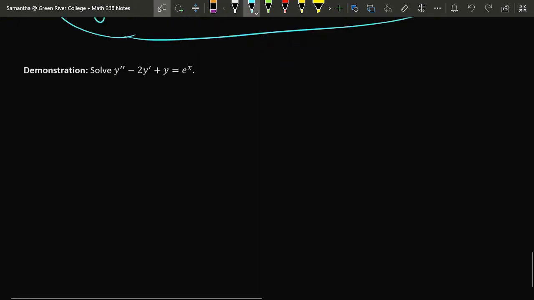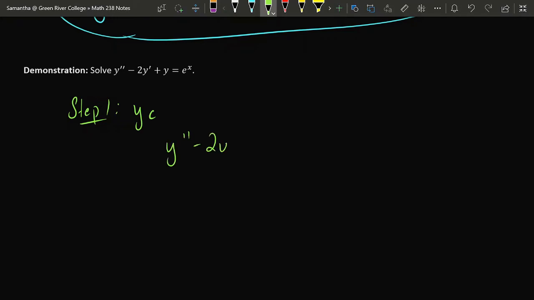For an even more dramatic example of this phenomenon, let's consider the second differential equation, y double prime minus 2y prime plus y equals e to the x. Let's get the complementary function first. So let's set the differential equation equal to 0.